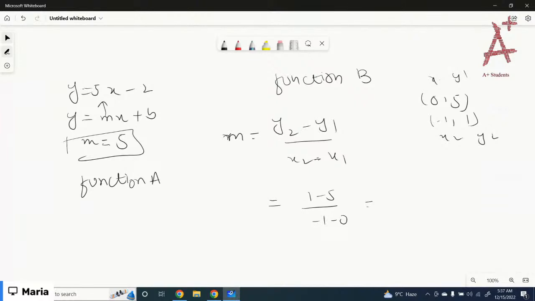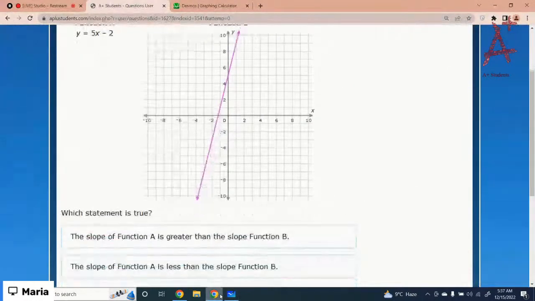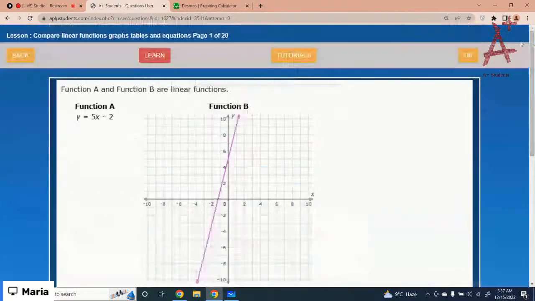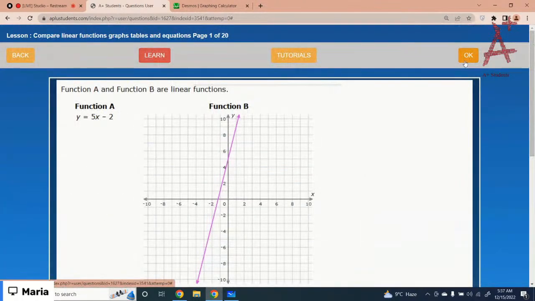So 1 minus 5 is -4, over -1, it would be 4. So yes, the slope of function A is greater than the slope of function B. Got it? The correct one is the slope of function A is greater than the slope of function B. Got it? The first option is the correct one.